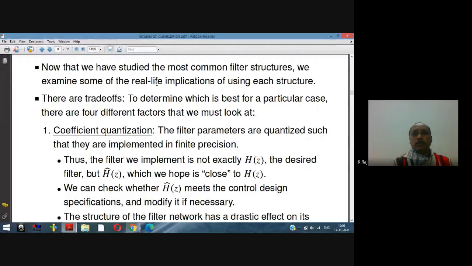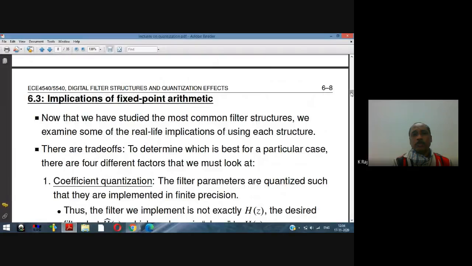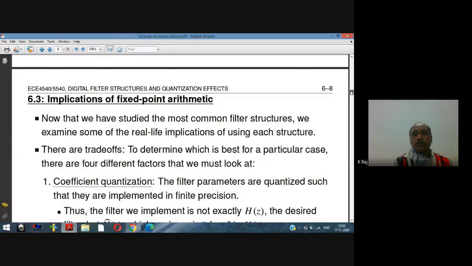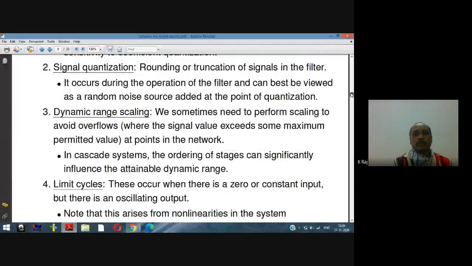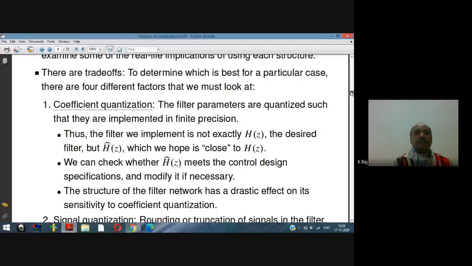In order to determine which is the best in a particular case, we have to cover at least these topics here. First we will discuss the coefficient quantization, and then we will discuss the signal quantization, dynamic range scaling, and the limit cycle. First is the coefficient quantization.